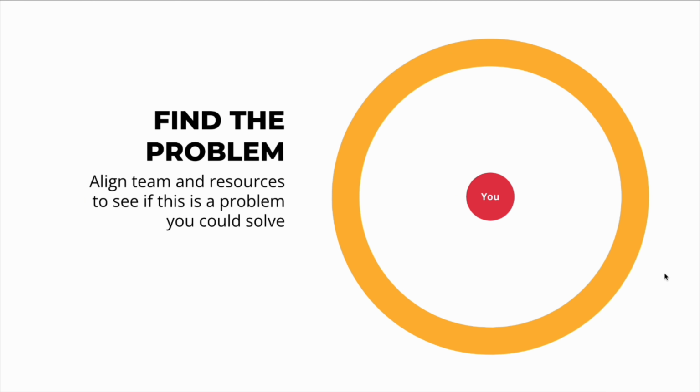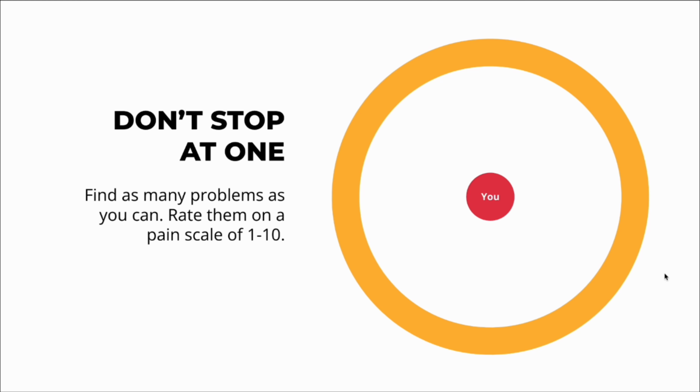So first thing you're going to do is find the problem. You're going to interview people, and then you're going to try to build from yourself. You're in the middle of this target, and you're going to build outside. You're going to think about finding the team or putting together the resources or the capital to solve the problem. You're going to work outside in. You're going to start with the problem first, right? And when you do that, you're not going to just stop at one.